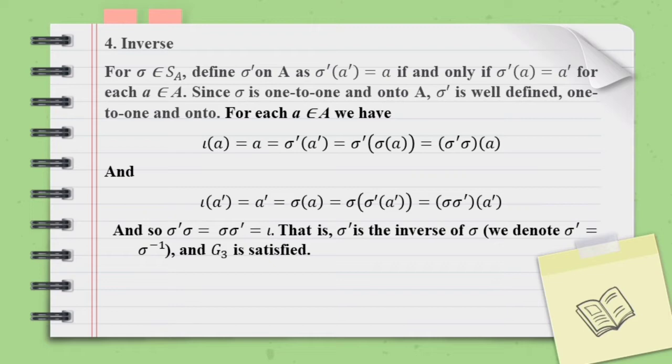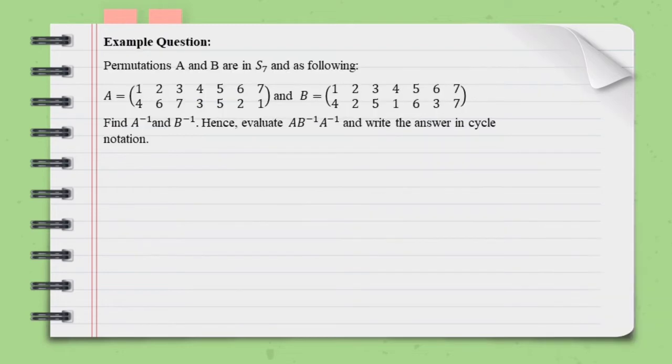That is, sigma prime is the inverse of sigma. For information, we denote sigma prime as sigma inverse. So G3 is satisfied. Now for the example question, permutations A and B are in S_7 as follows. We are given A and B, so we need to find A inverse and B inverse. Hence, evaluate A B inverse A inverse and write the answer in cycle notation.